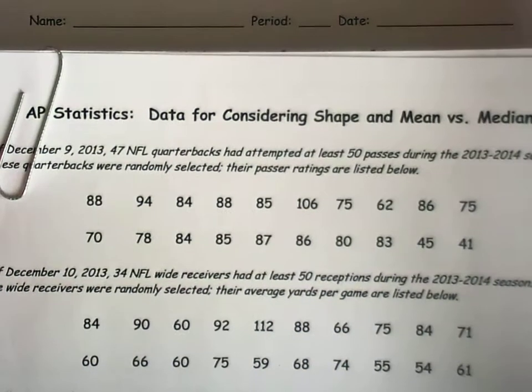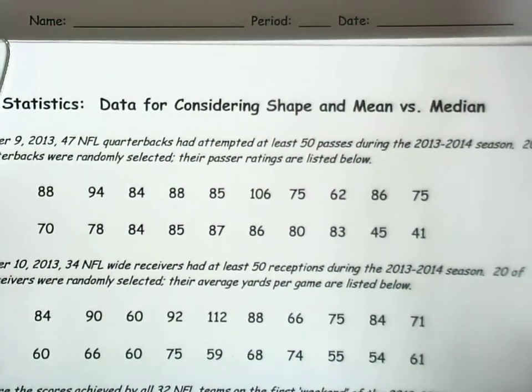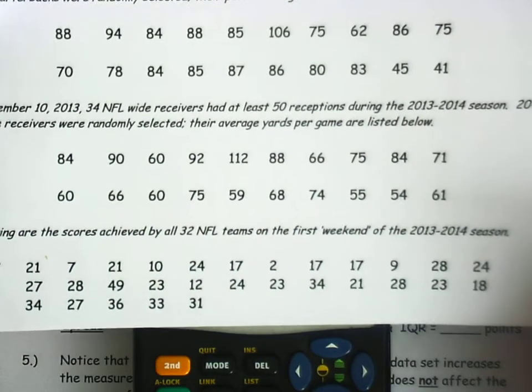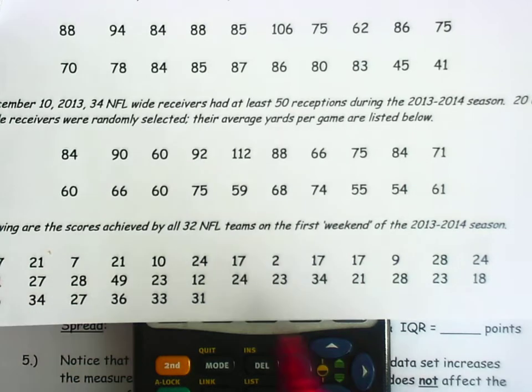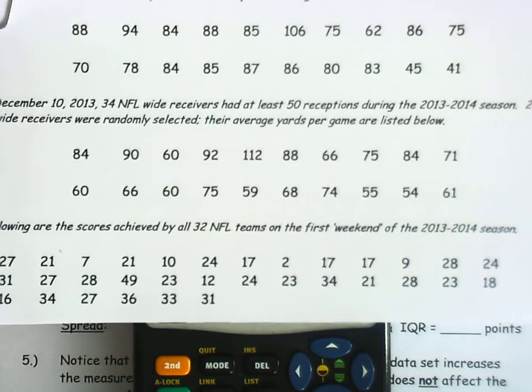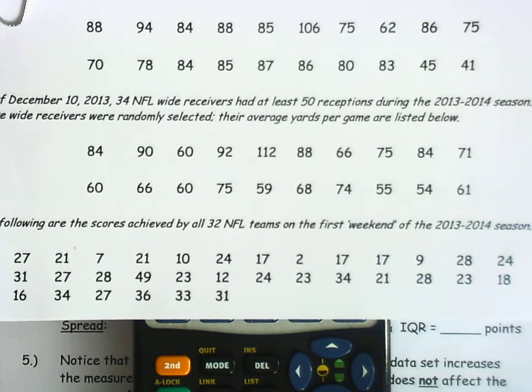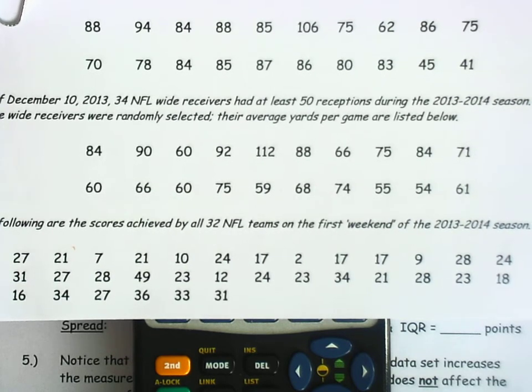So if you have this little half sheet handy, it says AP statistics data for considering shape and mean versus median. So the data I want to use are the data down here at the bottom. There are a total of 32 scores. We've used these before in class. So if you want to take the time to get those, there you go, you can see them all now. If you want to pause the video, you can take the time to get these all into list 1.